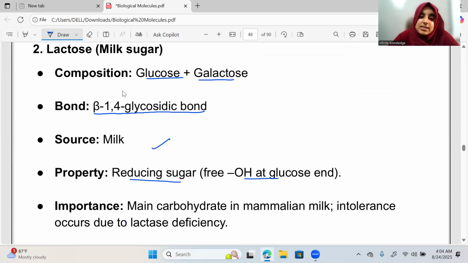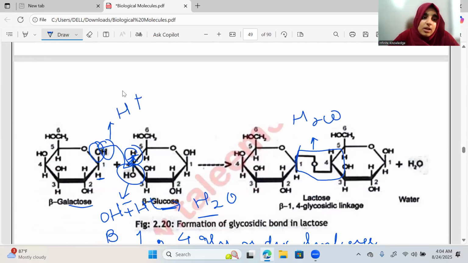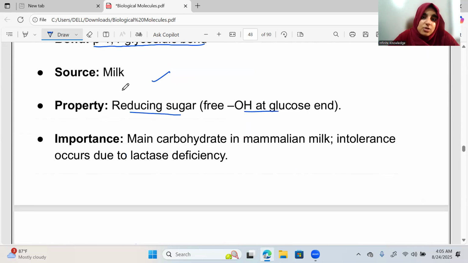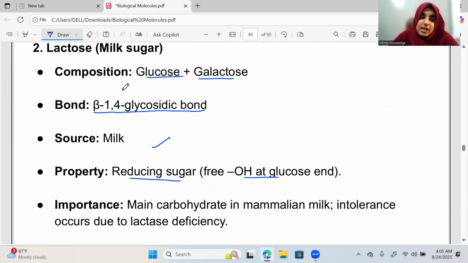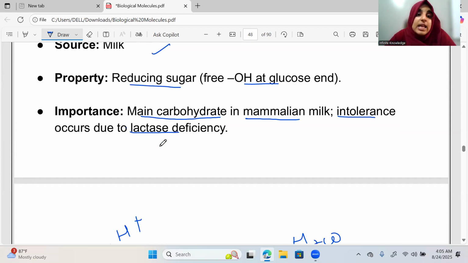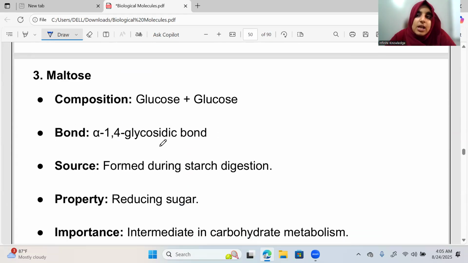Free hydroxyl is present at the glucose end. There's a free hydroxyl group which is present over here, whereas in sucrose we don't have a free hydroxyl group. That is why sucrose is a non-reducing sugar, and it is the only sugar which is non-reducing and included in your MDCAT syllabus. So please remember this as a differential point. The importance is that it is a main carbohydrate in mammalian milk, and intolerance occurs in lactose deficiency. When a person is lactose intolerant or lactose deficient, he cannot digest lactose. So he cannot then consume milk.